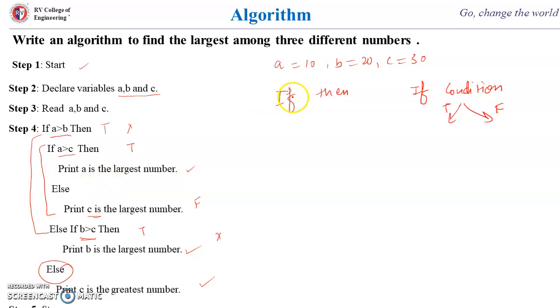So whenever we have conditions, either the condition will be true or false. If it is true, what statement we have to write? If it is false, what step we have to write? That we need to specify.